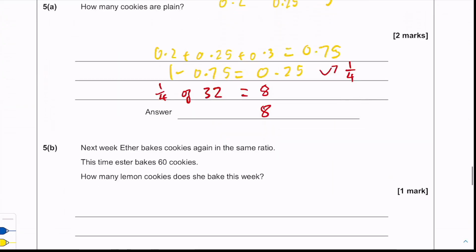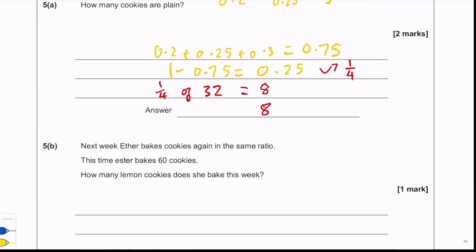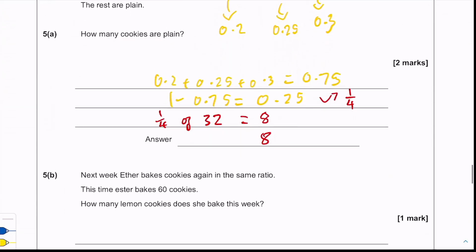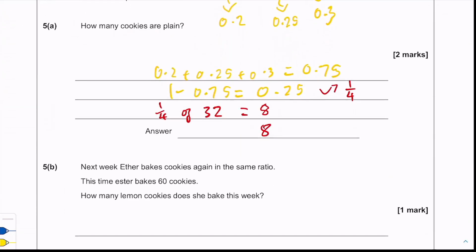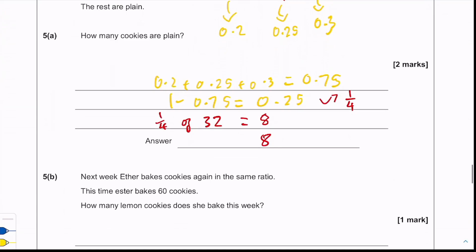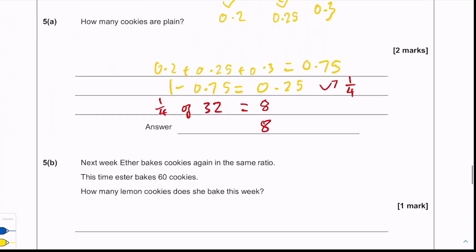Okay, moving on to part B. Next week, Esther, okay, so the name's changed now. Esther bakes cookies again in the same ratio. This time Esther bakes 60 cookies. Okay, so we've had 3 different names now. Okay, anyway, 60 cookies. How many lemon cookies does she bake this week?